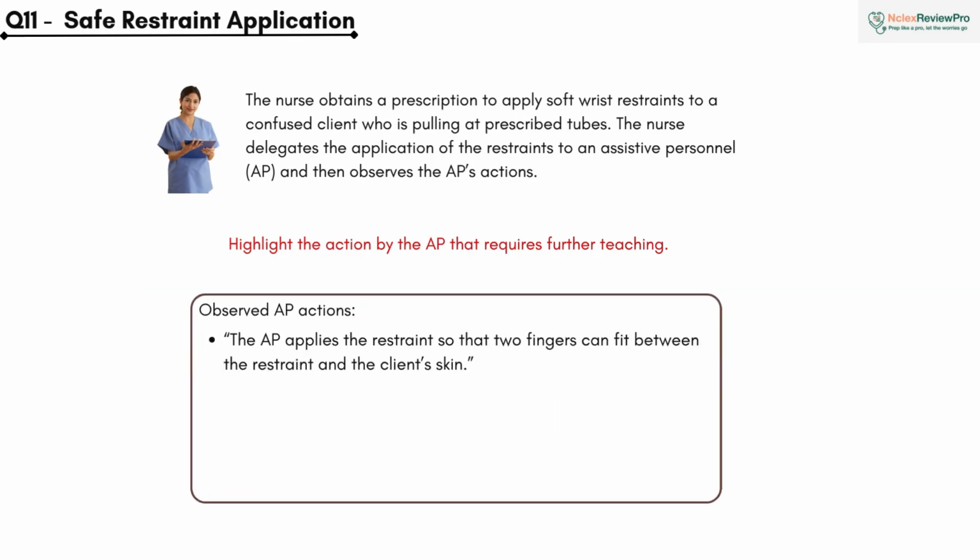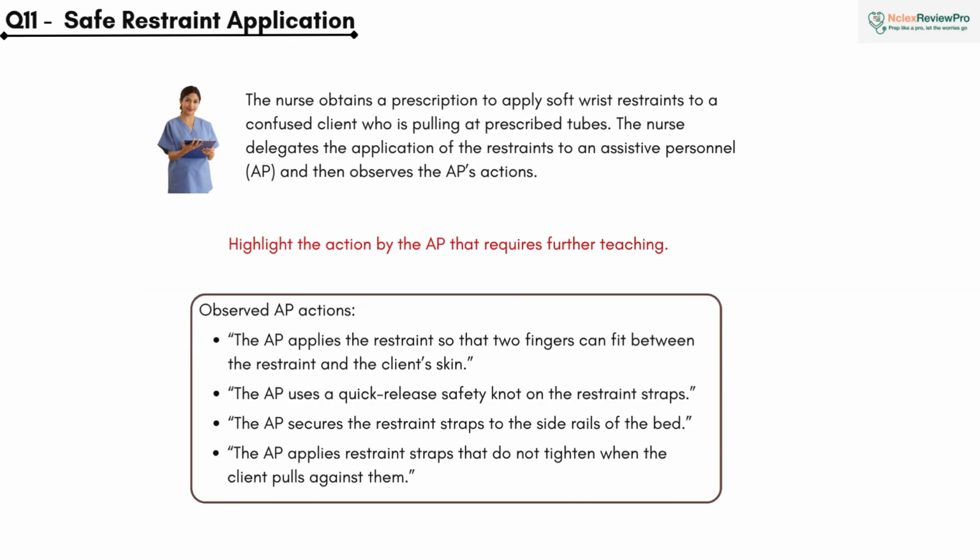The observed AP actions are: the AP applies the restraint so that 2 fingers can fit between the restraint and the client's skin. The AP uses a quick-release safety knot on the restraint straps. The AP secures the restraint straps to the side rails of the bed. The AP applies restraint straps that do not tighten when the client pulls against them. Take a moment and think about your answer.